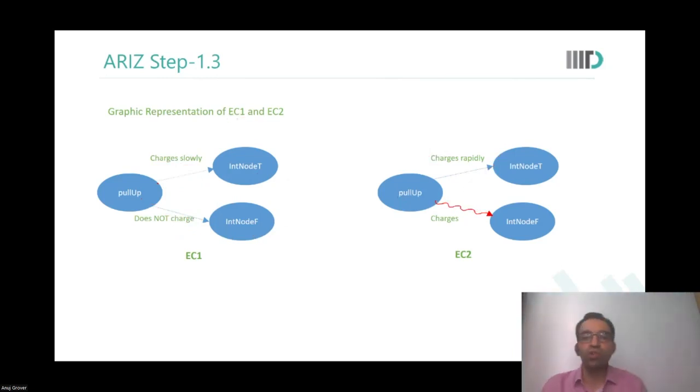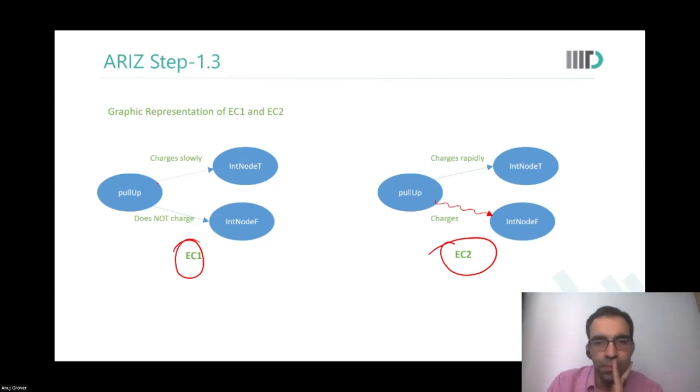Out of these two, which one would you take forward? What does your common sense say? I know I haven't told you my answer yet. Which one should be taken forward, EC1 or EC2? EC1. Why? Because node T is charging slowly in EC1, but if we see EC2, then node F is also charged, which is a harmful function.